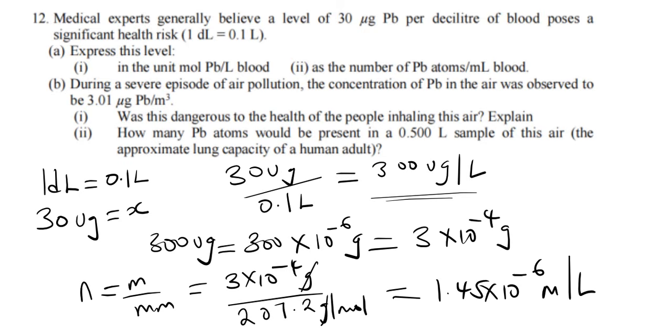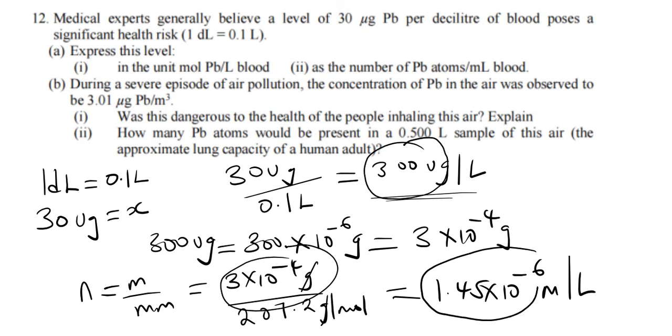So I've converted these micrograms to grams, then those grams we've converted to moles. That's why I was saying mole per liter, meaning we've converted that lead to mole per liter. That's how you do that one.